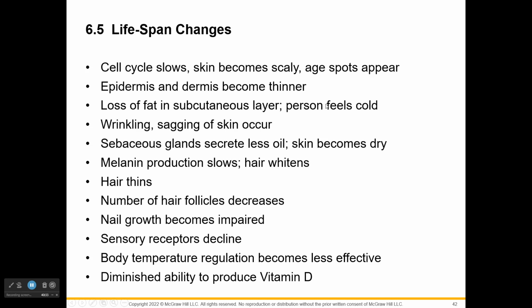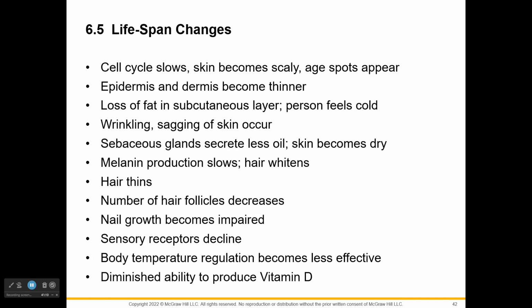So what happens to your skin as you age? Well, things become thinner. This is why older people usually become more cold. There's going to be some age spots. Lack of collagen and all these fibers causes wrinkling and sagging. You have less oil, so your skin's more dry. Not going to produce as much melanin, so your hair becomes gray or whitens and you have less of it. You don't sense things as well, and dang it, you don't produce as much vitamin D, and it's not fun. But enjoy it, because what's the alternative, right?